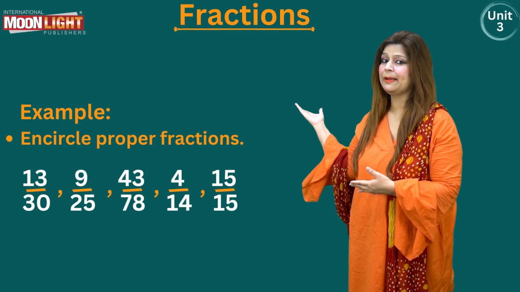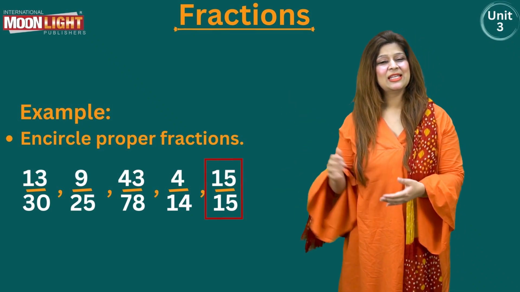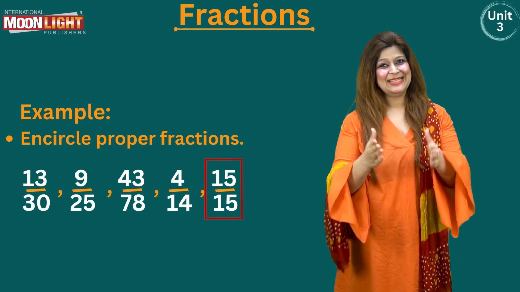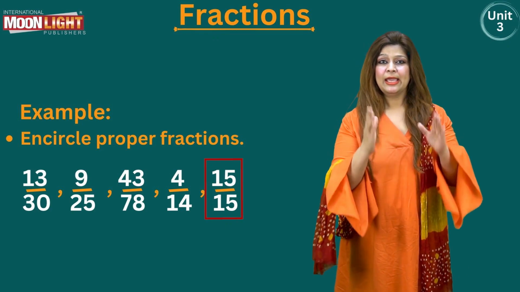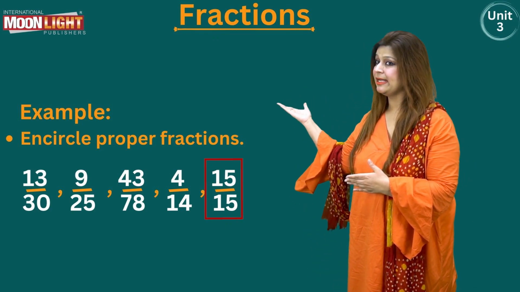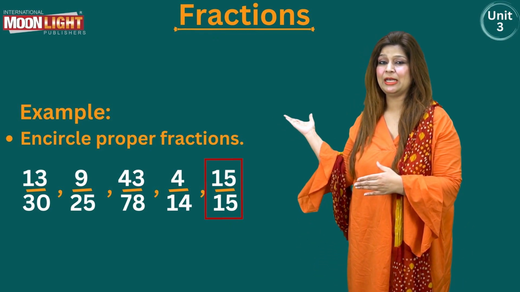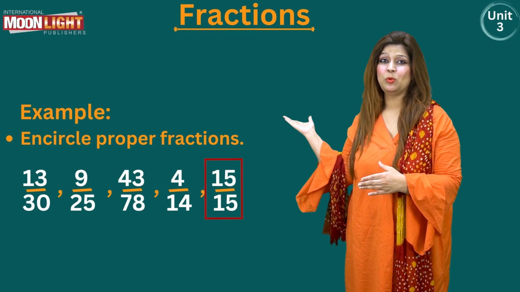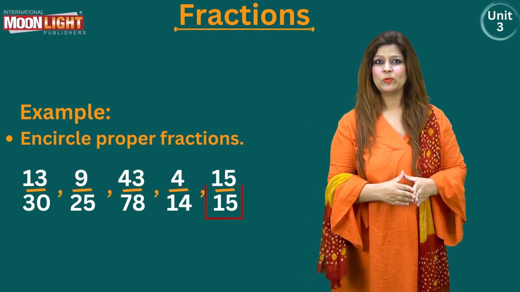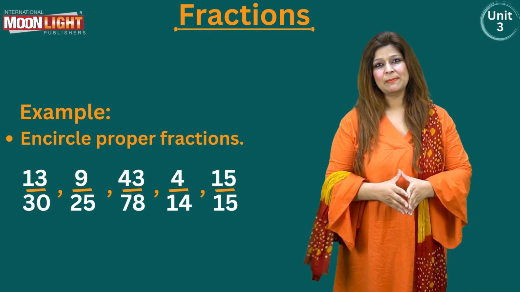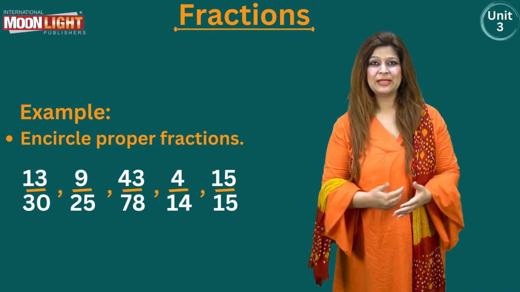Here I have to show you one more example. If I have the number 15 by 15, so this is also what? Yes, this is also an improper fraction. Very good. Because here we have the statement greater than or equals to. So for 15 by 15, the numerator and denominator both are the same, but this is an improper fraction as well.